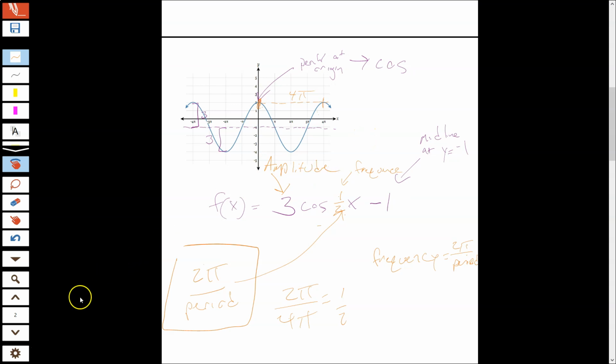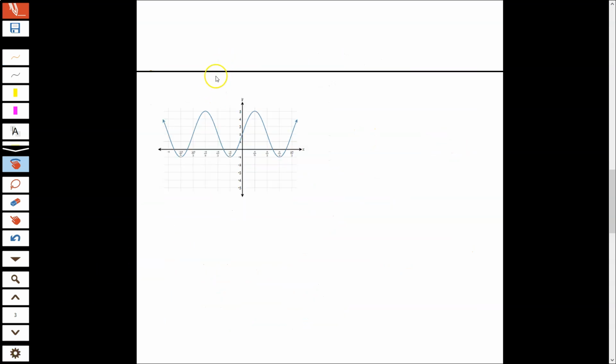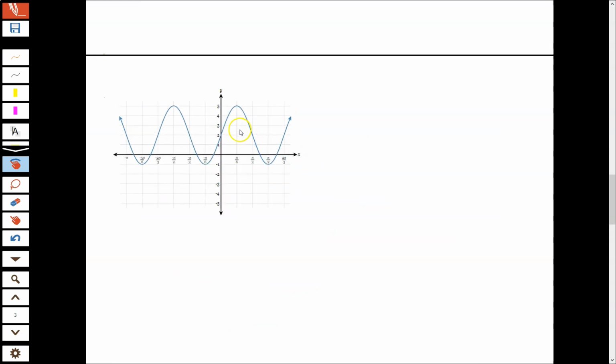Okay, and we'll do one more example. So here's my second example. And we'll notice this is a sine graph this time, and here's why. At x equals 0, notice we're in the center of a wave and not at one of these peaks, right? So that tells me this is a sine function. And then we can worry about the midline next.